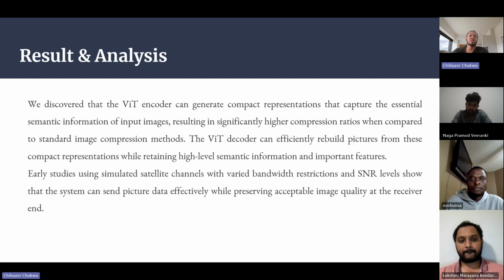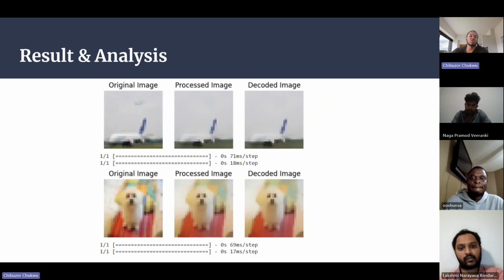So that means that when the information is sent and received, the quality and the essential parts are preserved while enhancing the image. We can see that in the results and analysis. The original image is very much blurred. When we process the image and decode it, we get a much clearer image. This is from the CIFAR dataset. These are sample images.